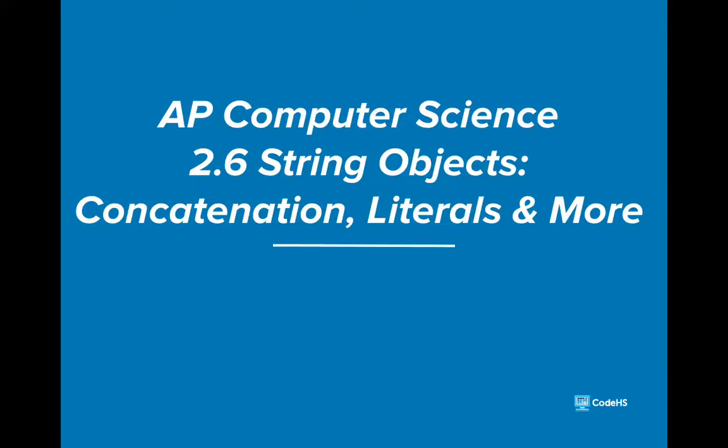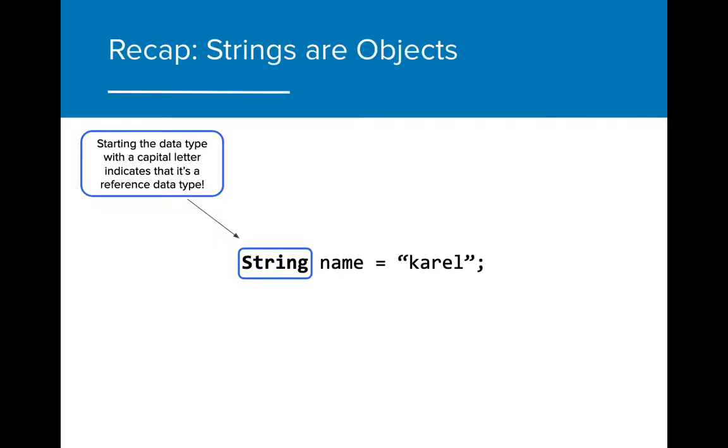Hi, in this lesson, we'll take a deep dive into string objects. Let's get started. Now that we've learned a bit more about methods and objects, we are going to revisit the first objects that we learned to use, strings. When the data type starts with a capital letter, this indicates that it is a reference data type.